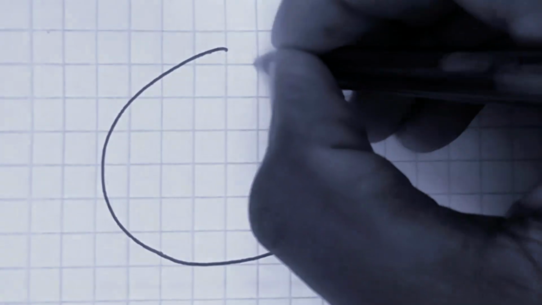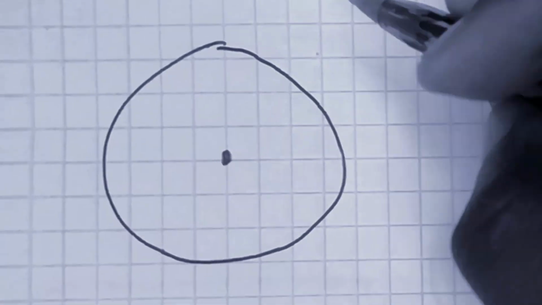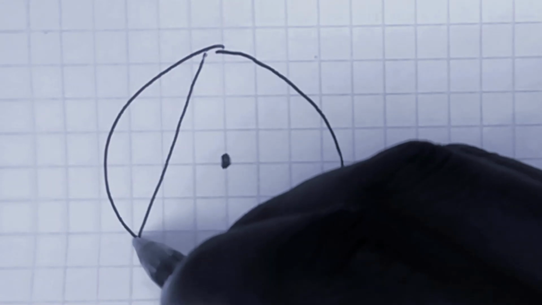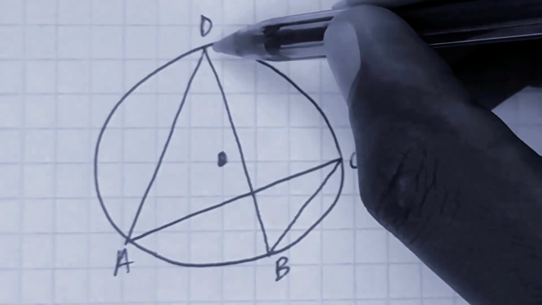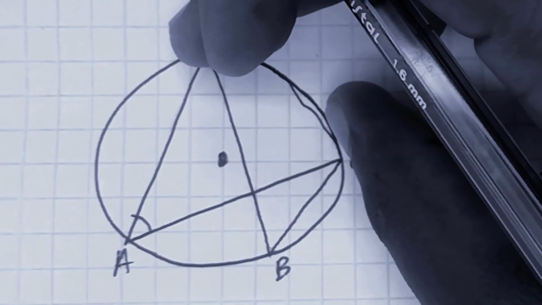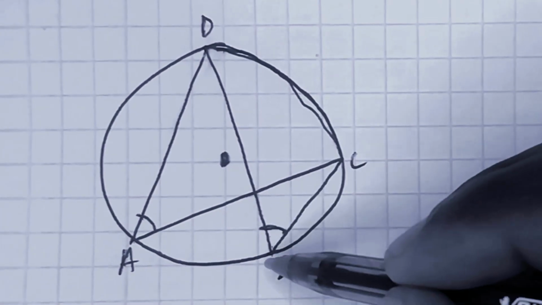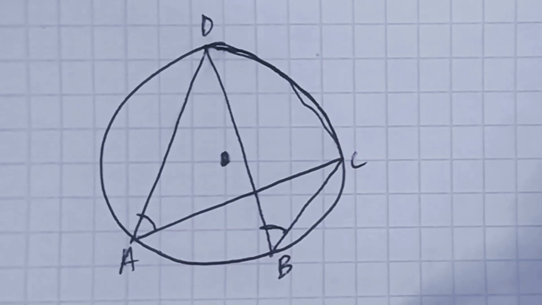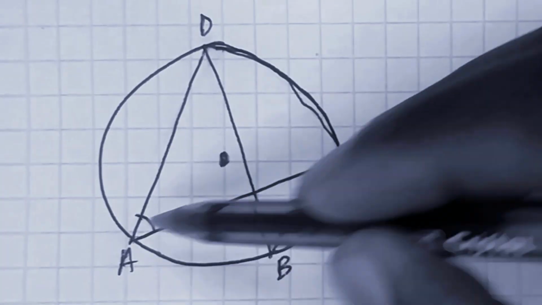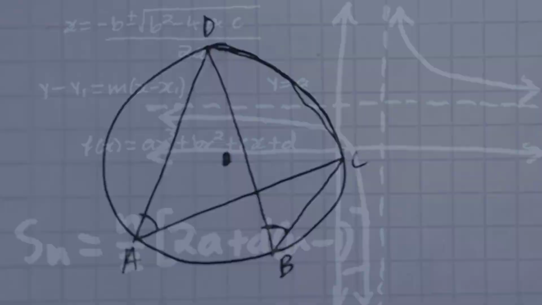This is a circle. This is its center. If I draw a shape inside of my circle that looks like this, then this arc DC subtends angle A and it also subtends angle B. Both angles are at the circumference. So we say angles subtended by the same arc at the circumference are equal.